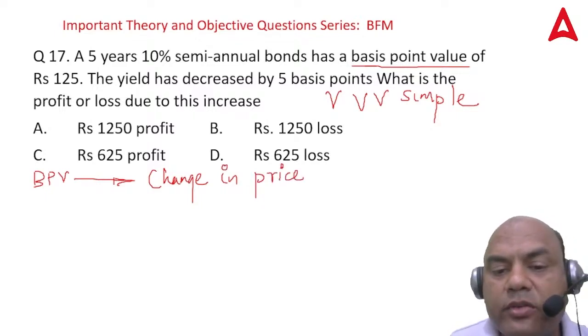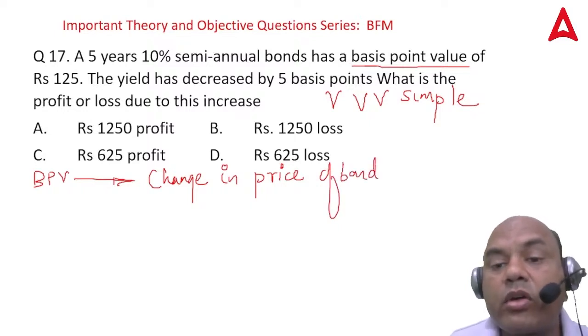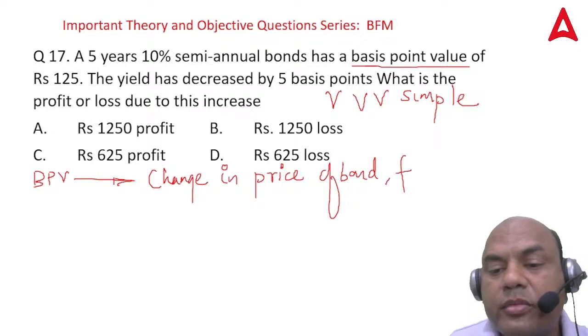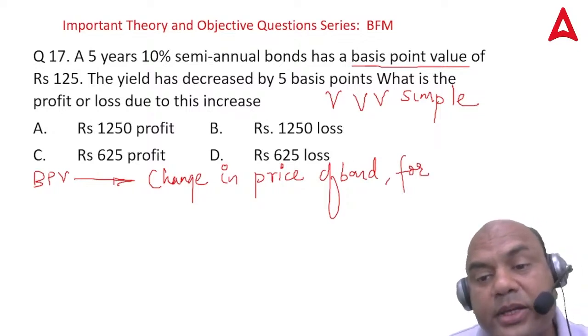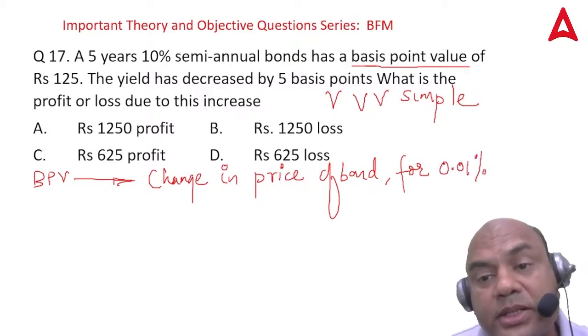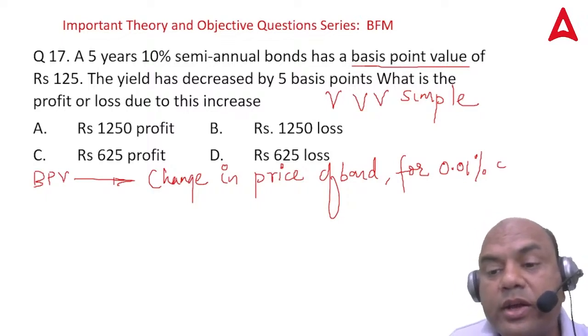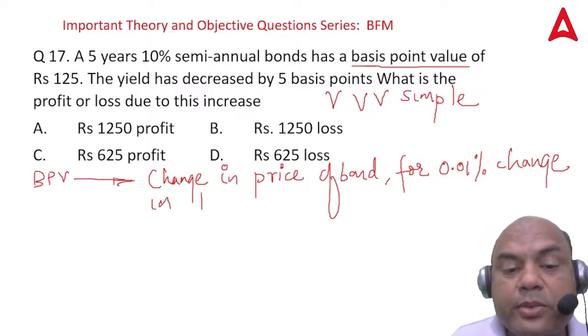Change in price of bond. For what? For this 100%. So 0.01%. Look at it, 0.01% change in the rate of interest. Change in ROI. ROI means benchmark rate. Benchmark means, let's say repo.